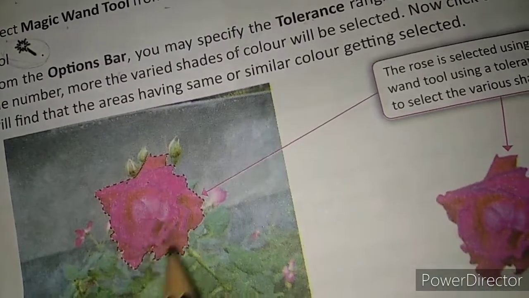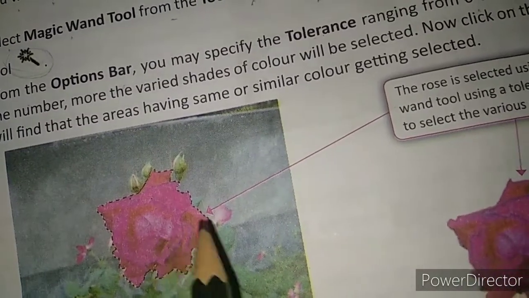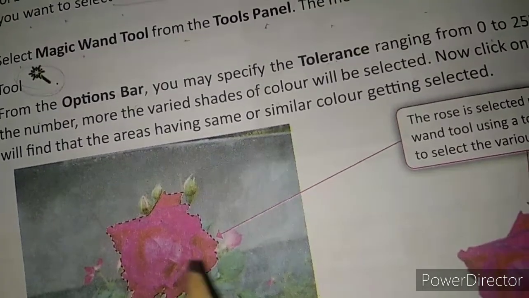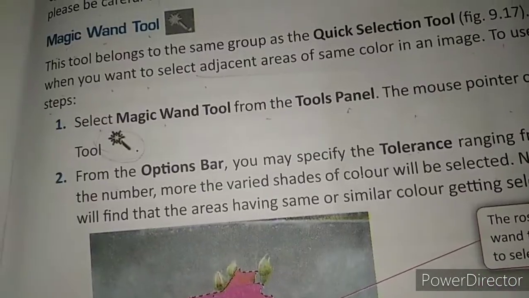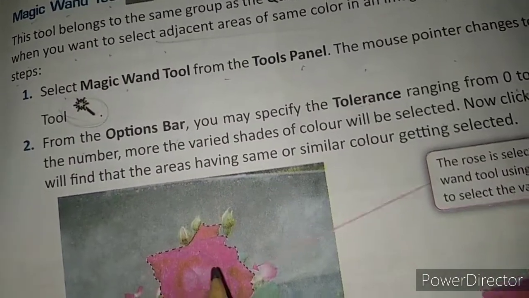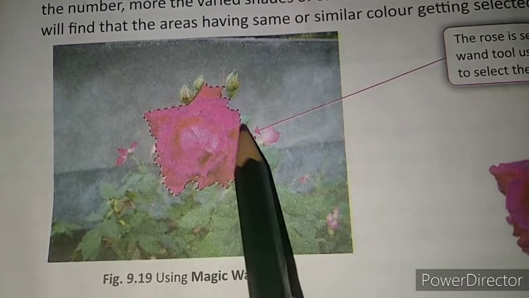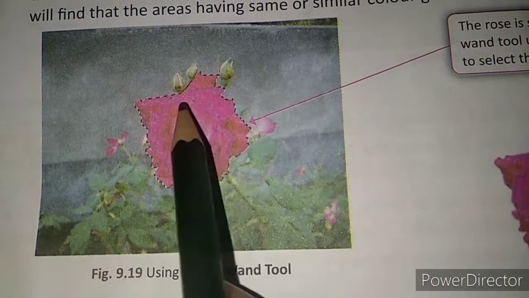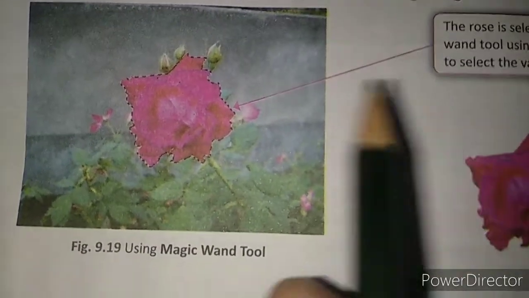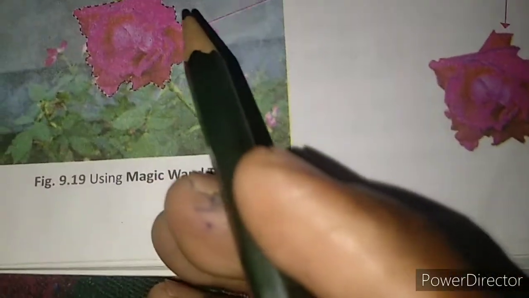If you click on here, the same area will be selected. Here it means all the pink portion will be selected when you put your pointer on the roses, right? So this area with the similar color will be selected, leaving behind the rest of the dissimilar area. So this is the use of the magic wand tool.